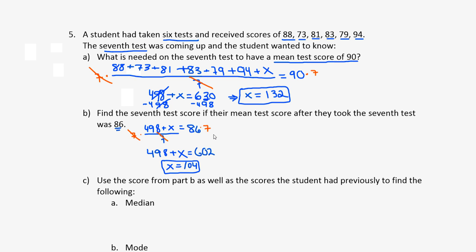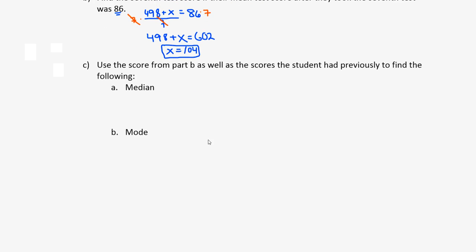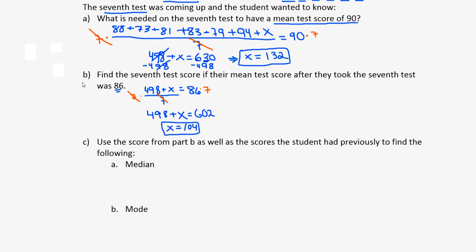All right, part C, use the score from part B, as well as the scores the student had previously to find these two. So use the score from part B. We're going to use 104 as well as the other 6 scores. So to find a median, you have to put them from least to greatest. So the smallest score on here that I'm seeing is 73. The next highest is 79. And just keep going least to greatest.